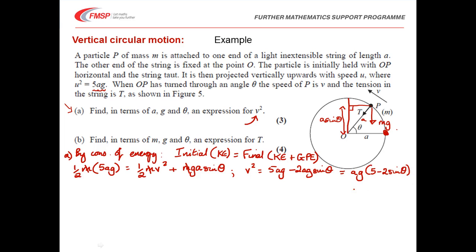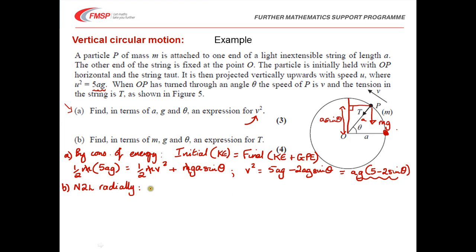You don't have to factorise it for the marks, but as I say, I'm just a bit of a show off with these things. So that's my expression for v squared. For part B then, I mentioned that we've only got two techniques, so we're going to use our second technique here, Newton's second law in the radial direction. Only ever using Newton's second law radially for this particular module.